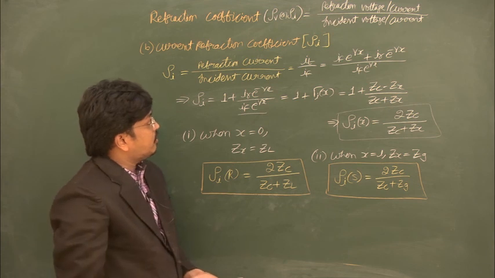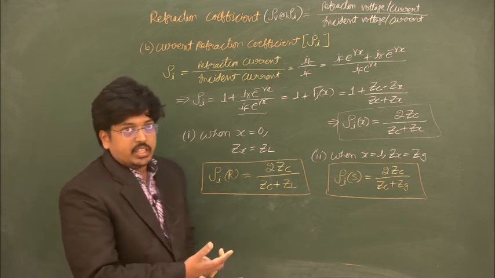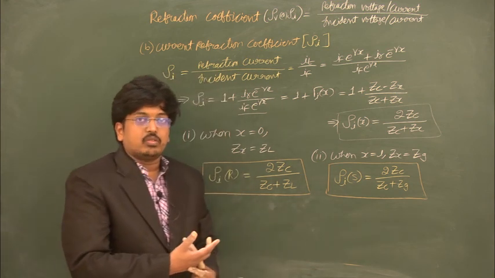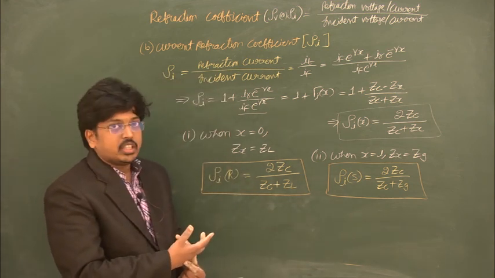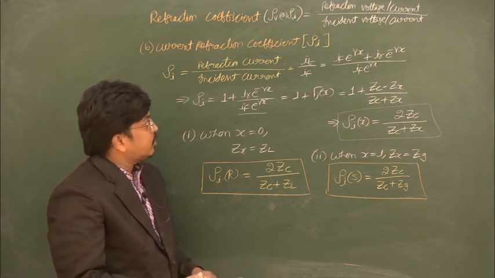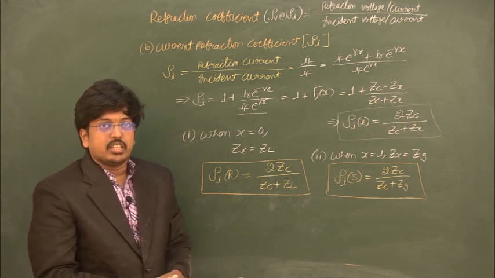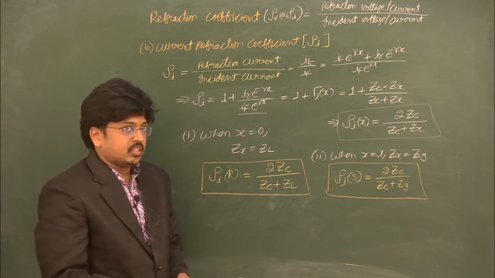So this is about the reflection and refraction coefficients, voltage and current coefficients, of the transmission line. In the next class, we are going to discuss termination. We have to determine the reflection and refraction coefficients when the transmission line is terminated with different conditions.